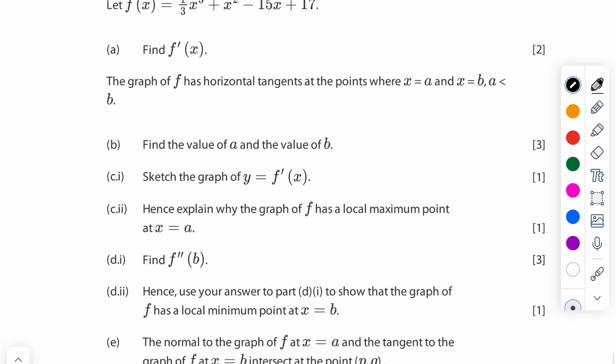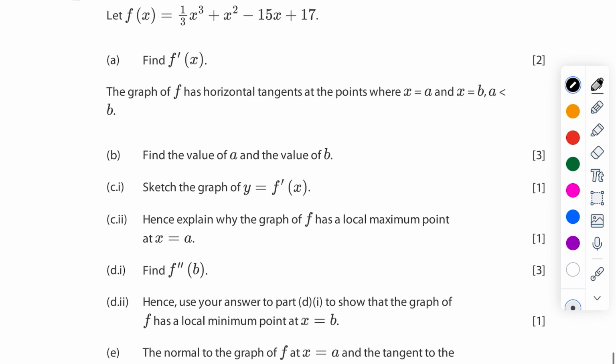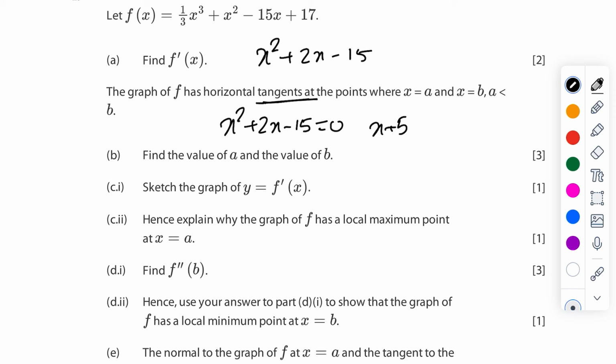Question number 19. Find f prime x, which is x² plus 2x minus 15. Find the values of a and b. As horizontal tangents mean the derivative should equal 0, factorize it. You should be getting (x plus 5)(x minus 3) equals 0, so x equals negative 5, x equals 3.